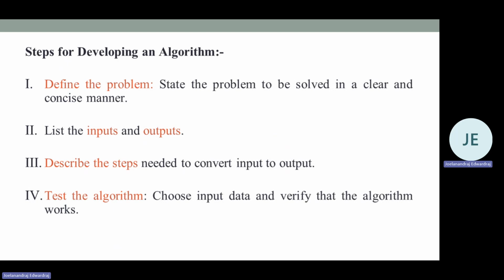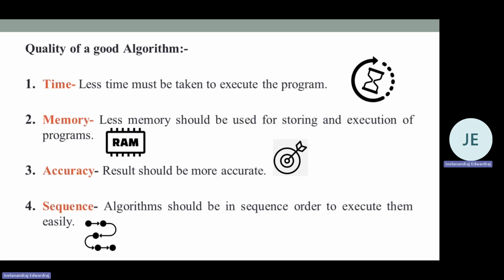Even though we have addition of 2 numbers, we just test it and see whether it's working for all possible numbers or not. What should be the quality of a good algorithm? First is time. It should take less time. Your algorithm will be scored based on time and memory. It should take less time to execute and occupy less memory.